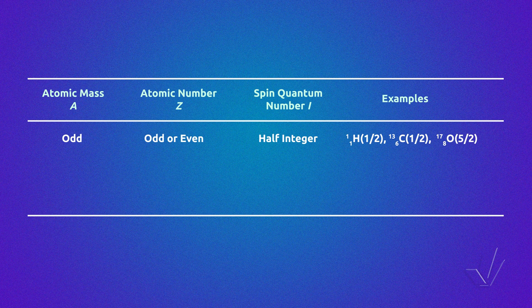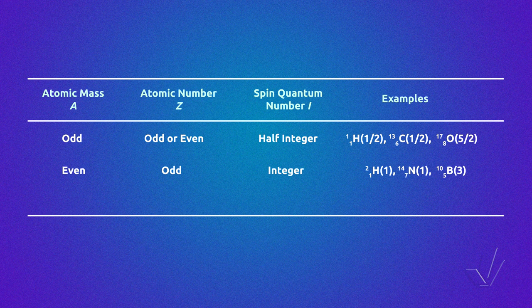This is the case of the two main atoms that we are going to study in this course, proton and carbon-13. If the atomic mass is even, the atomic number being odd, the spin quantum number is integer. This means a nucleus spinning with a non-spherical charge distribution, which is described by an electric quadrupole moment. This is the case of deuterium, for example.